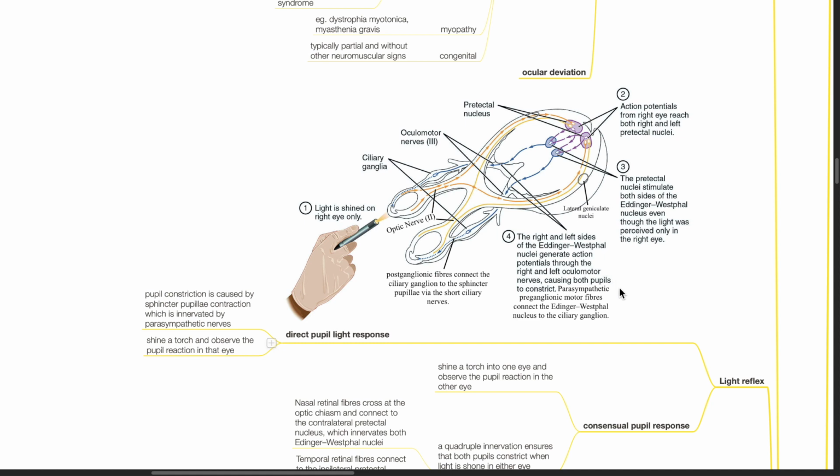Parasympathetic preganglionic motor fibers connect the Edinger-Westphal nucleus to the ciliary ganglion, and postganglionic fibers connect the ciliary ganglion to the sphincter pupillae via short ciliary nerves.